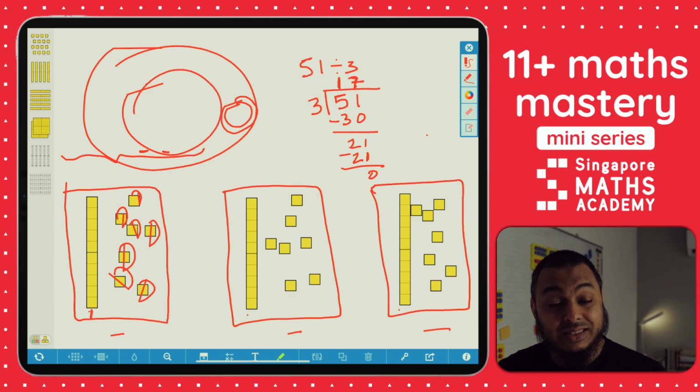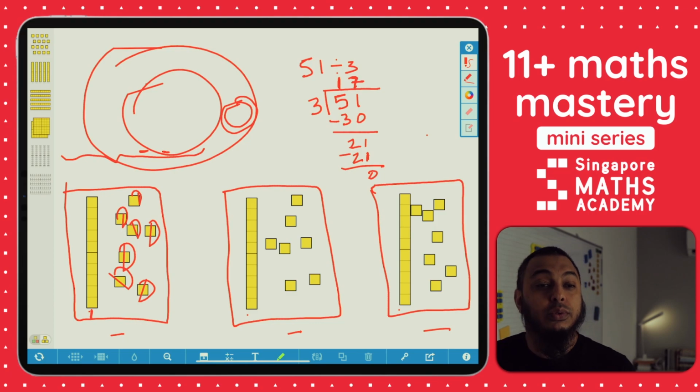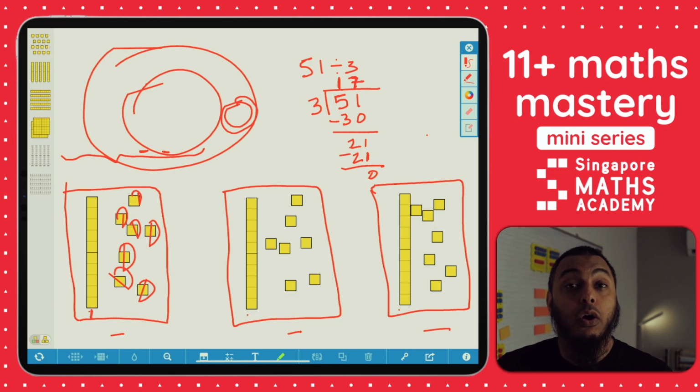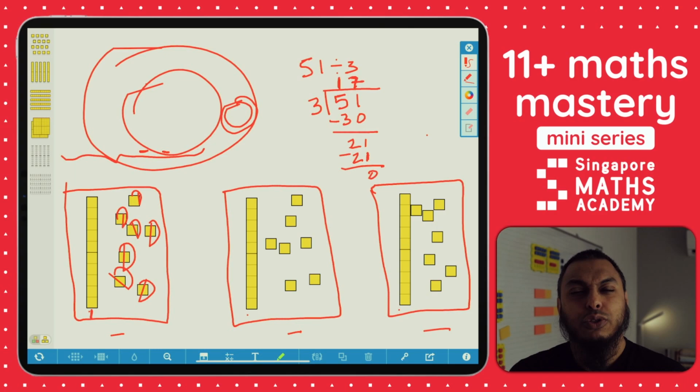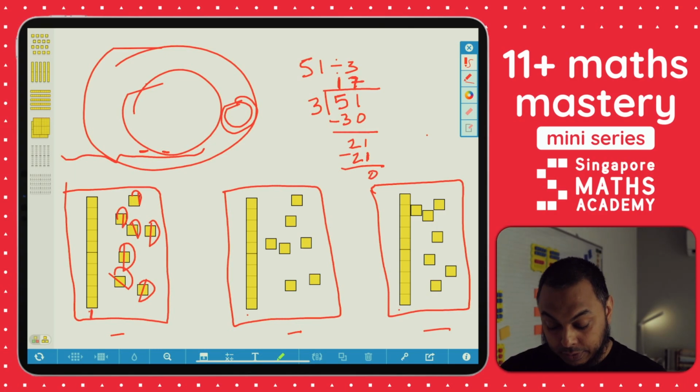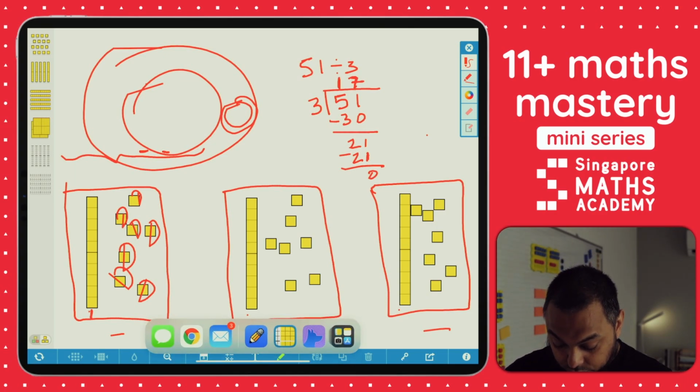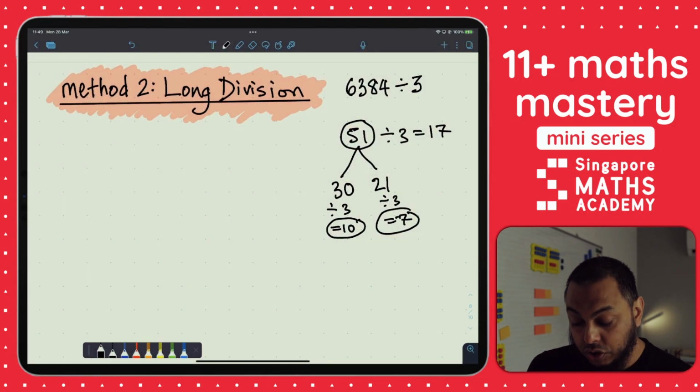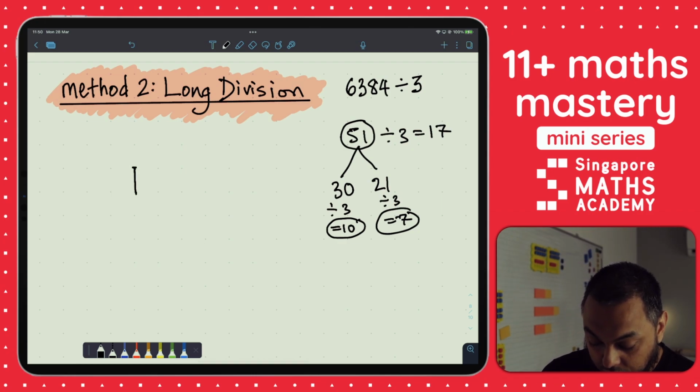So that's a challenging topic, right? Long division. But what we've done is use concrete materials to visualize and see what each element of long division looks like, using pictorial or concrete materials so that our children can connect the two together. And so coming back to our question here, 6,384 divided by 3. How do I do that using long division? Let's have a look. I've got my long division bus stop here.